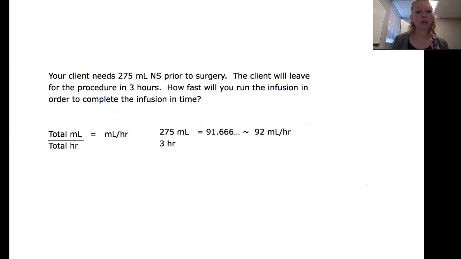Okay. Your client needs 275 milliliters of normal saline prior to going to surgery. The client's going to leave for the procedure in 3 hours. So how fast do you need to run the infusion in order to get it done in time? Here we see that we have a total amount of milliliters that we're supposed to give. It's supposed to take 3 hours. It has a start and a stop time. So when I take my total amount of milliliters divided by my total time, so 275 milliliters divided by 3 hours, then I get 91.666 repeating. And so that we are going to round to 92 milliliters per hour.